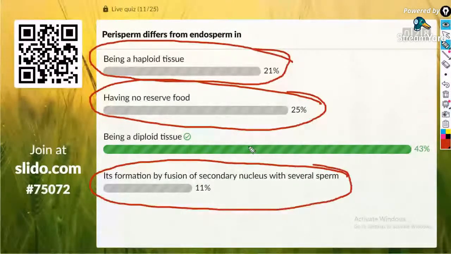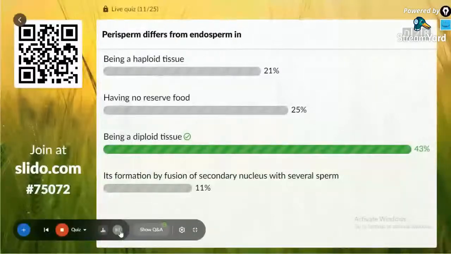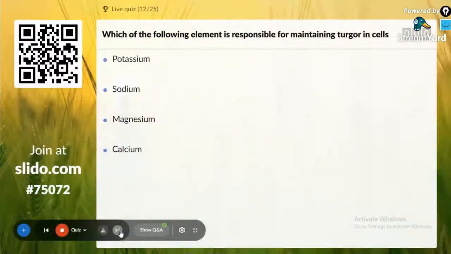Guys, now you take into your mind that perisperm is a haploid tissue. Endosperm is a triploid. Okay? You are not taking the quizzes to be serious. That's the matter.